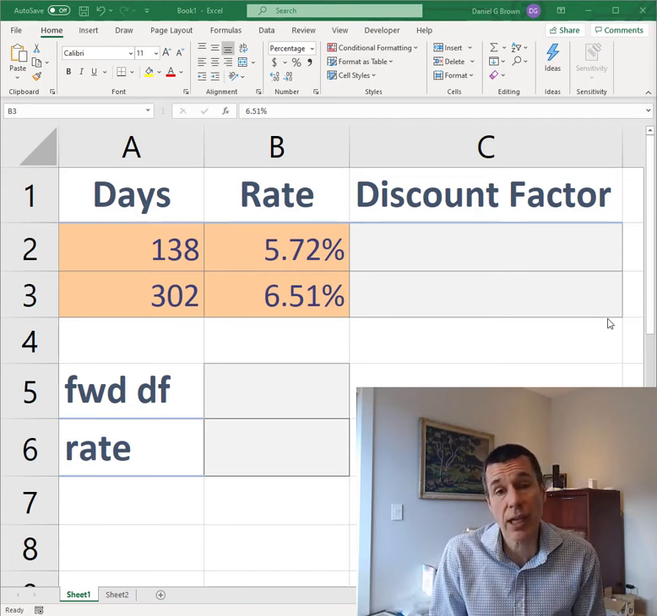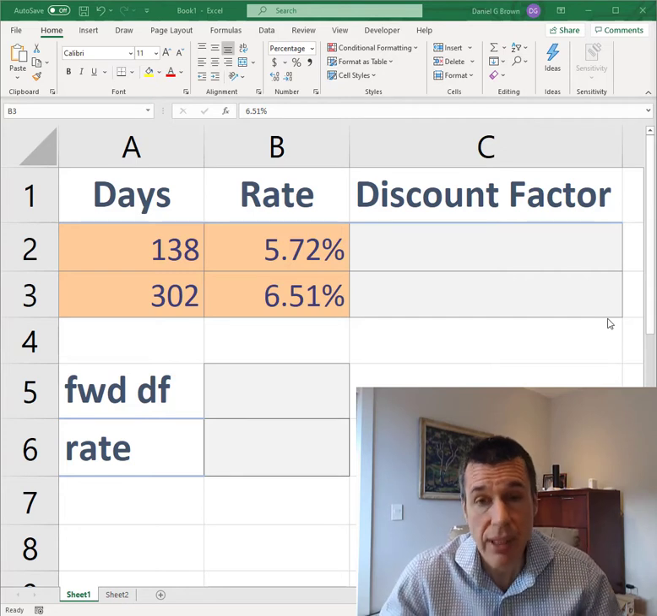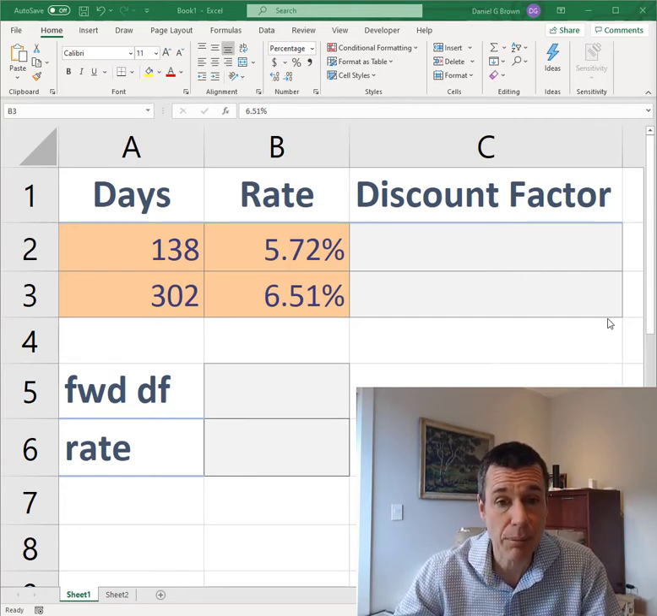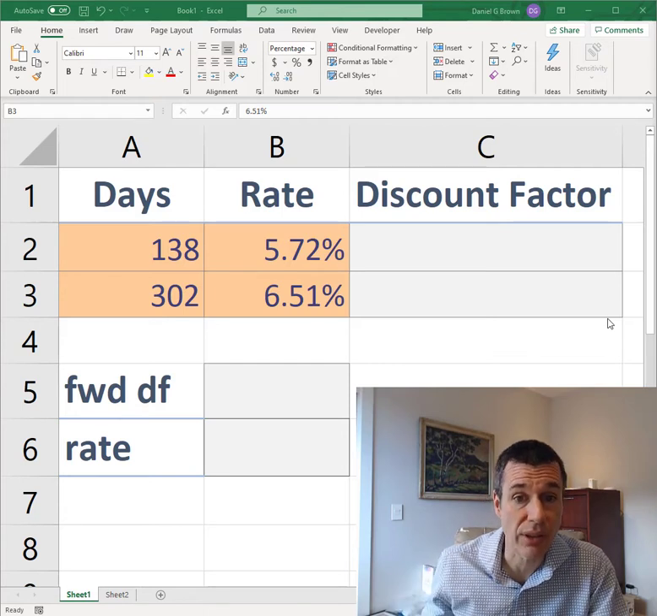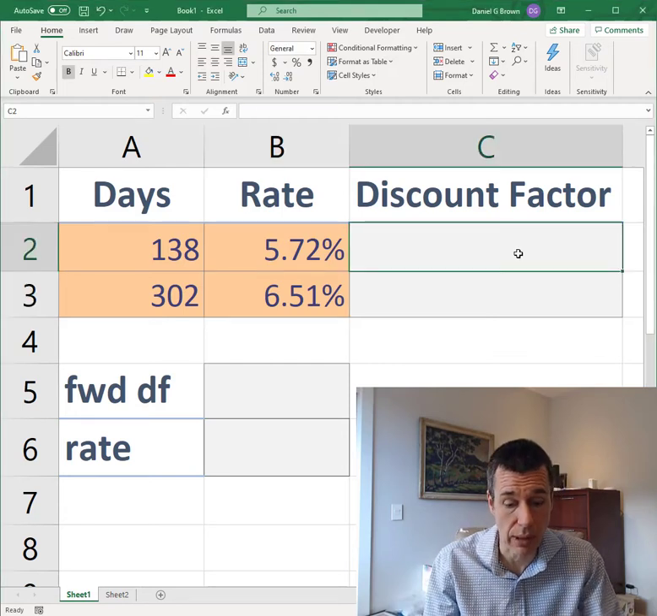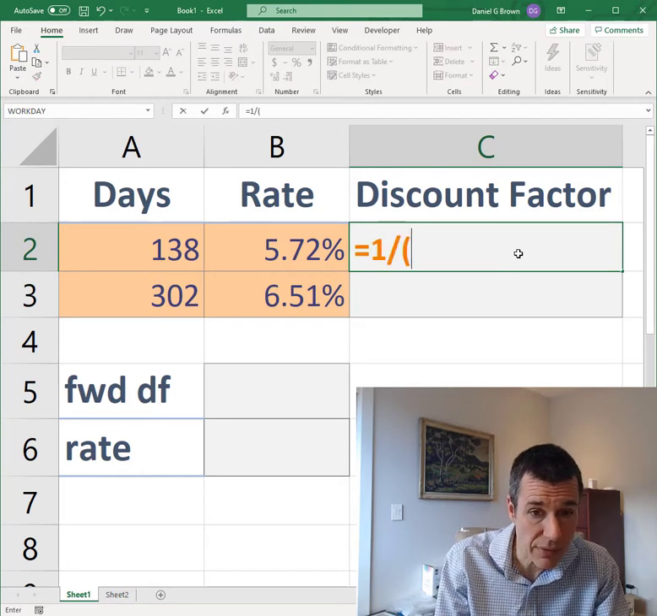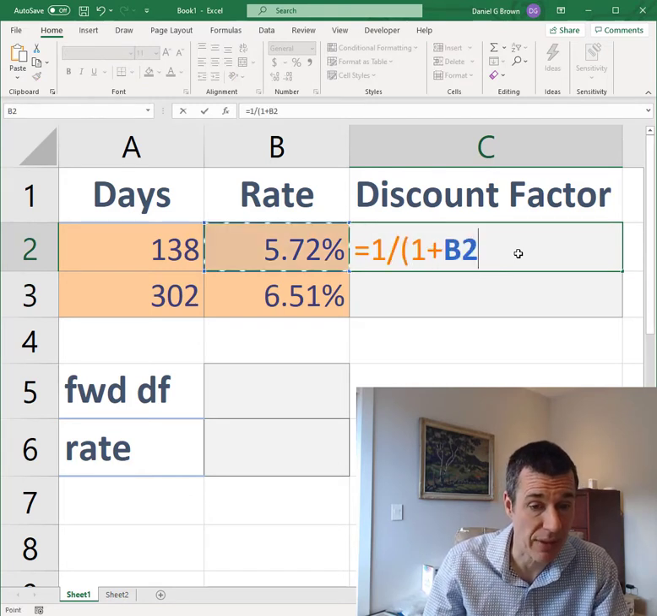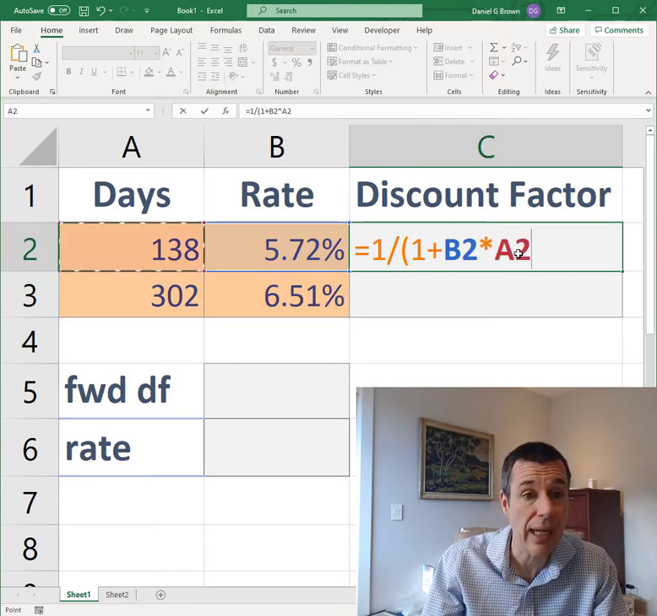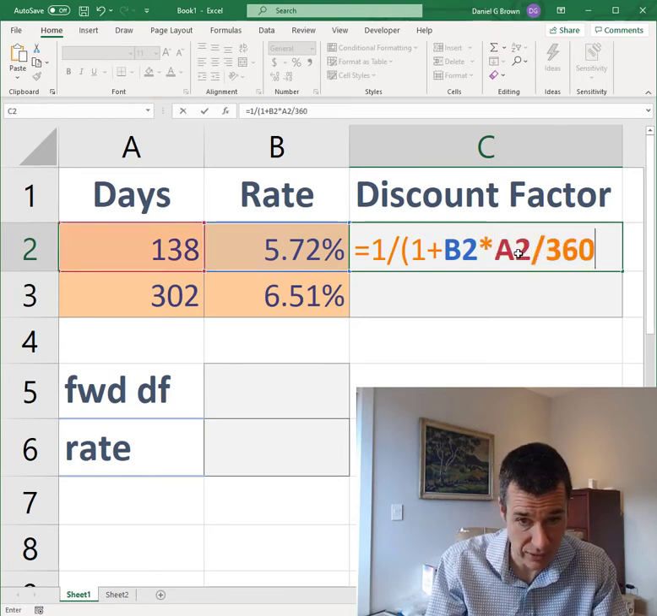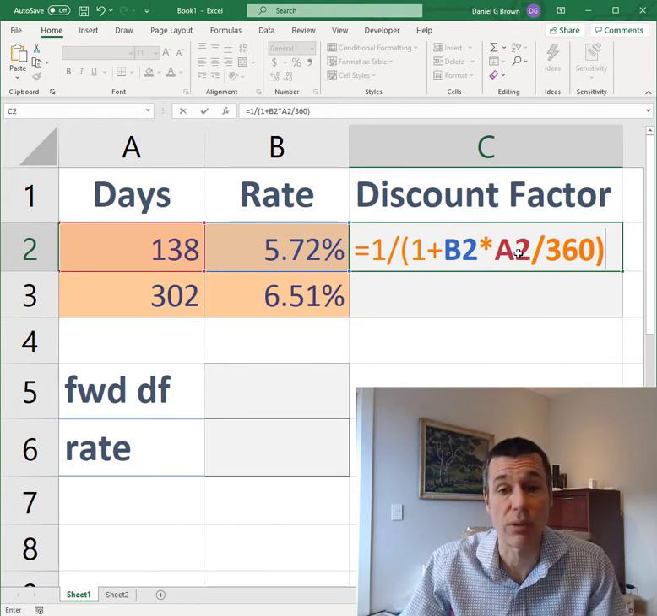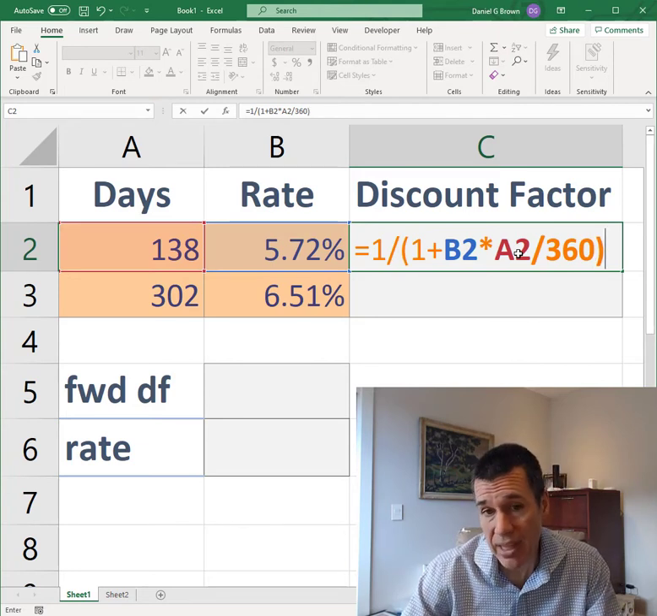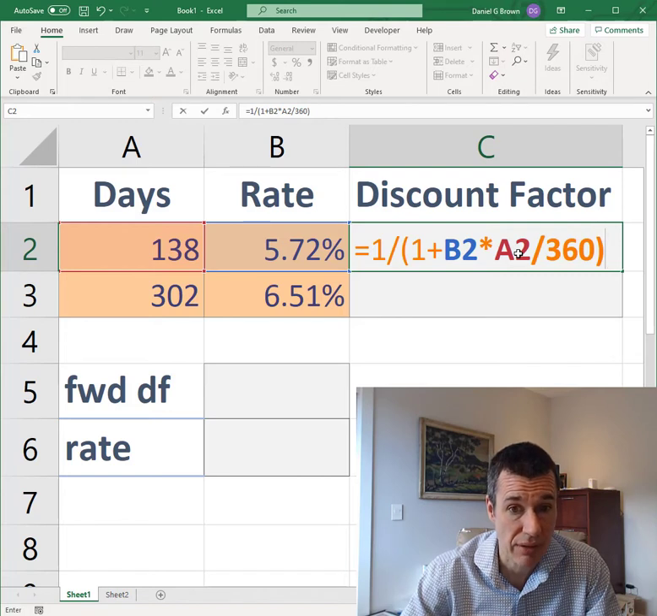Okay, so for actual over 360 rates, the discount factor is given by 1 divided by 1 plus the rate times days over 360. So here it's 1 divided by 1 plus the rate, 5.72%, times the number of days, 138, divided by 360. If this rate had been an actual over 365 rate, that 360 would have been a 365. Now we can look at this formula and we can see where it comes from.